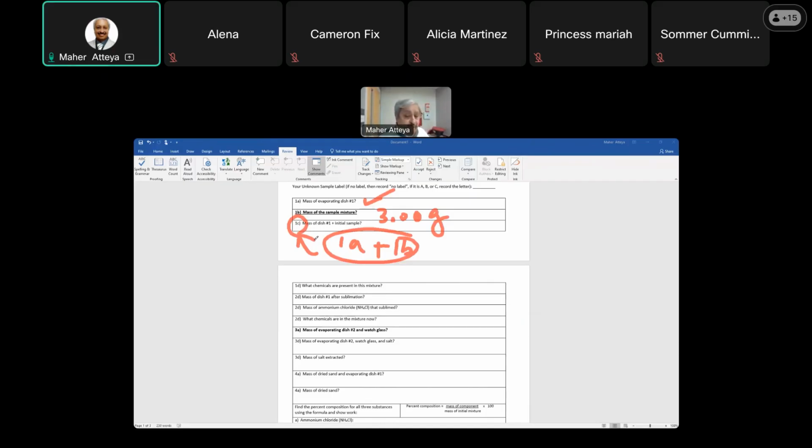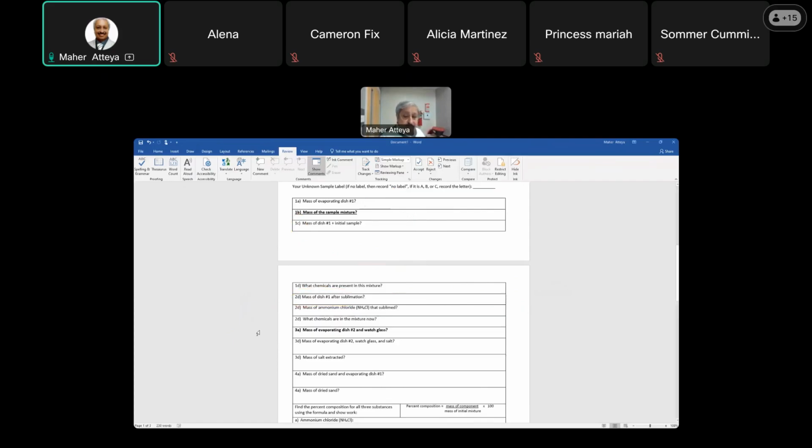Now, what's inside the mixture present at the beginning? You have three. You have ammonium chloride, you have sand, you have what? Sodium chloride. Those three are present. Okay. After the sublimation, the mass, take this one here, 2D, minus, because that's inside the initial dish. So 2D minus 1C. That will give you this amount here, 2D minus 1C.